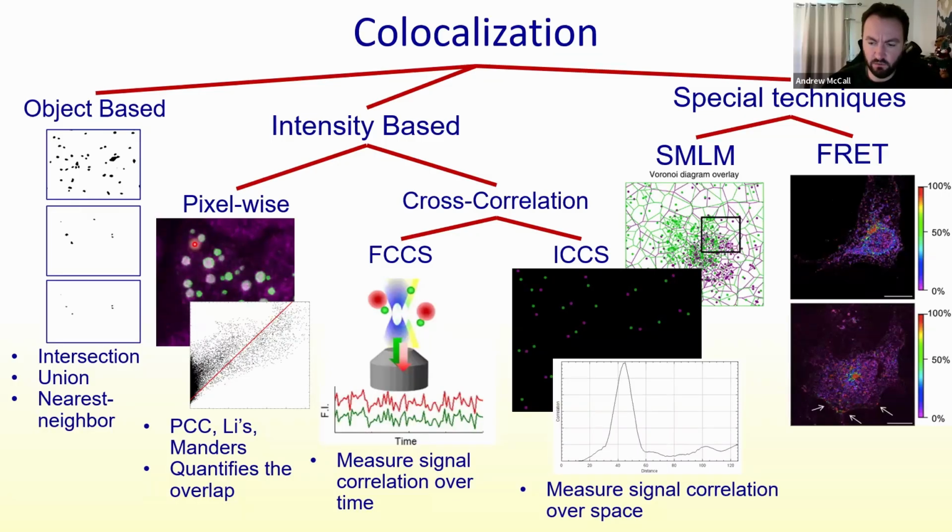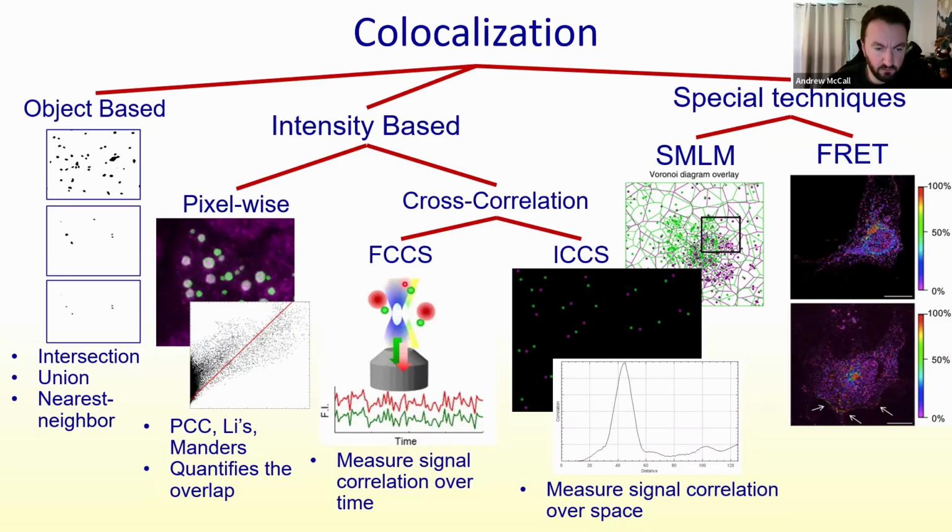Pixel-wise means that we're just comparing each pixel of one channel to the corresponding pixel of the other. In this case, especially with Pearson's correlation, we take any of those pixels and then remap the intensity in both channels to a scatter plot of one channel versus the other. And then we use that to look at the correlation between those two channels. This gives us the Pearson's correlation coefficient. Effectively, what we're doing when we do this is quantifying the overlap of those two, but using the intensity to do that.